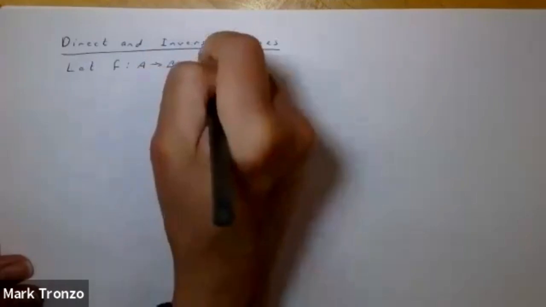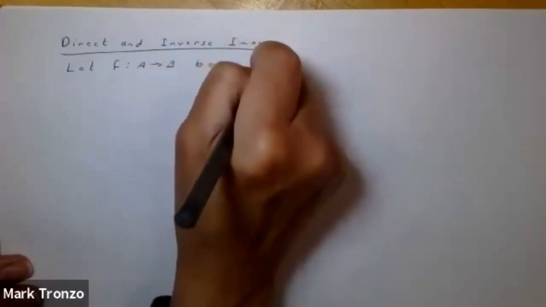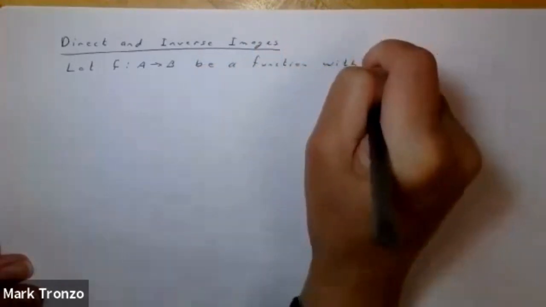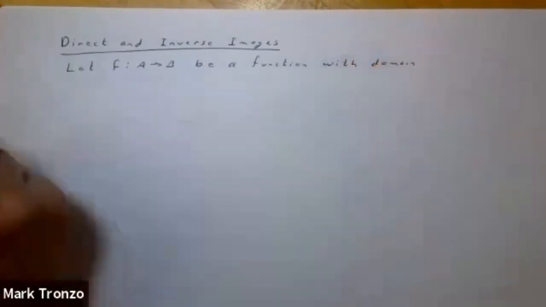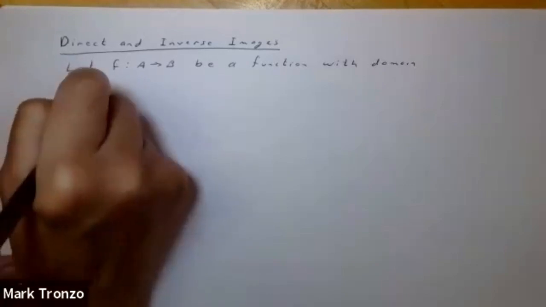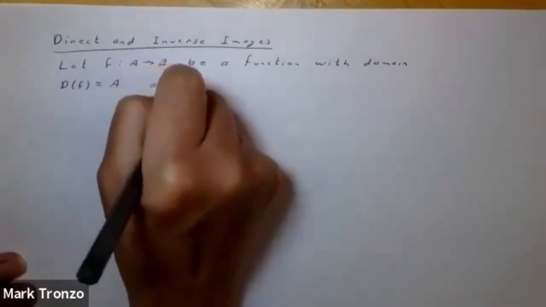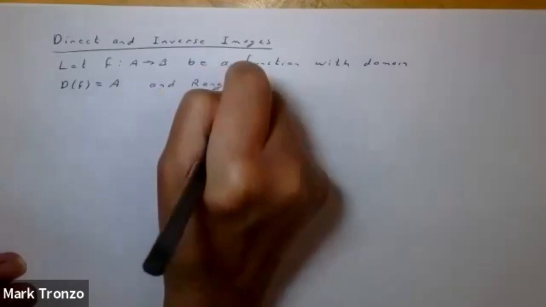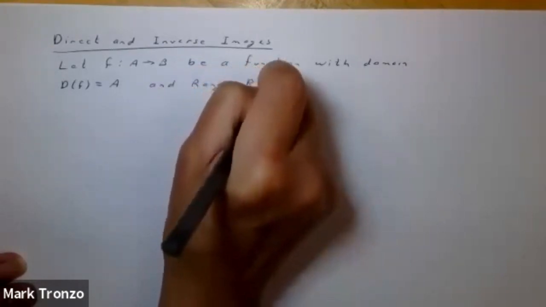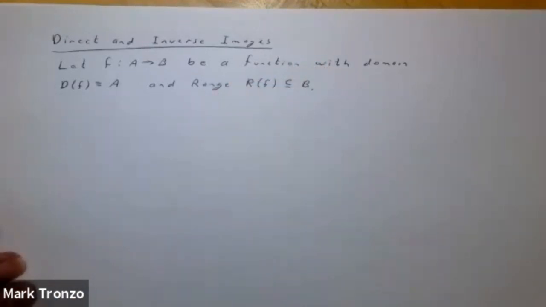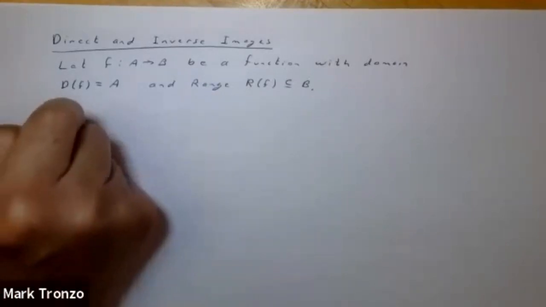So let F: A to B be a function with domain equal to A, like we said before, and range B, like that. And then once again, Definition 1.1.7.